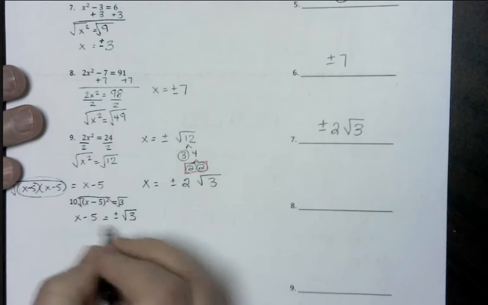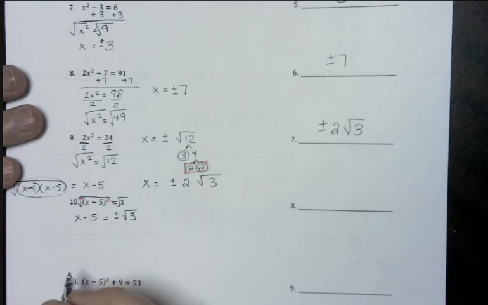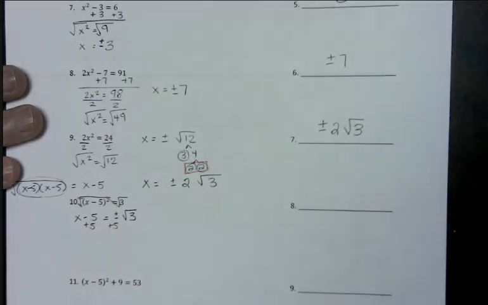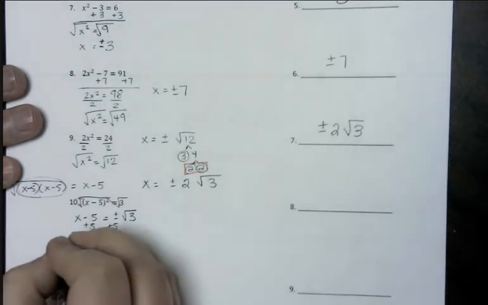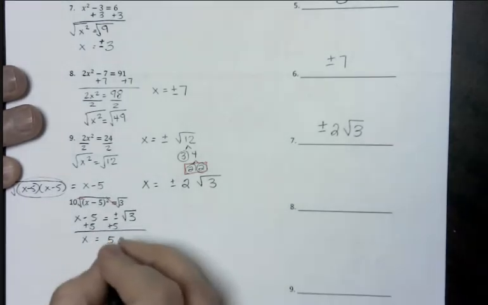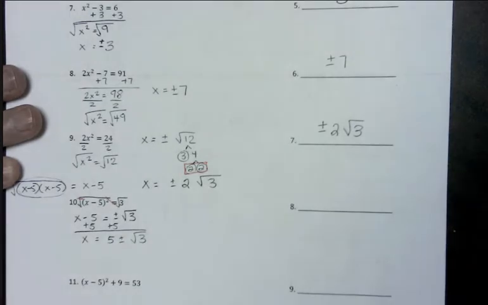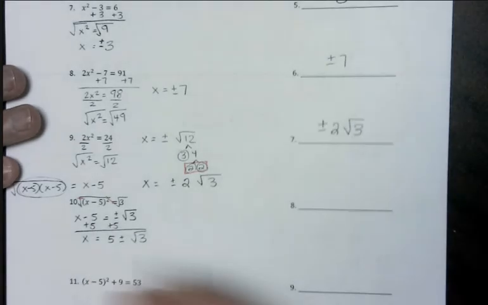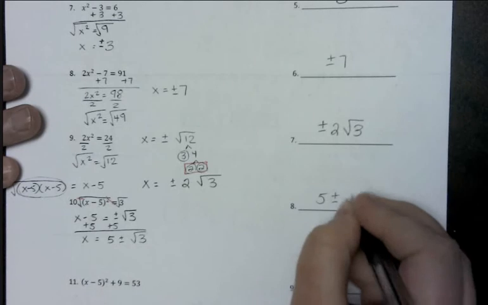solve. All right, so x minus 5, to solve it, we're going to add 5 to both sides. And then we have x equals 5 plus or minus the square root of 3. So the reason that we put the 5 in front is because we are adding it, okay? We only put the 5 in between these two if it was being multiplied. So now we have 5 plus or minus the square root of 3.